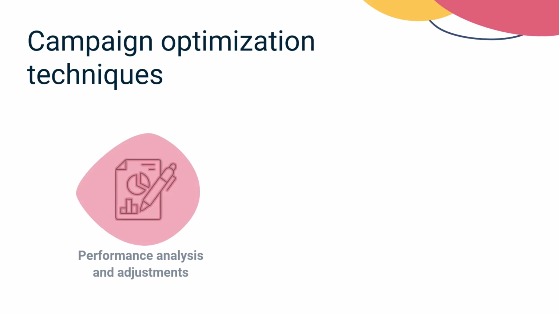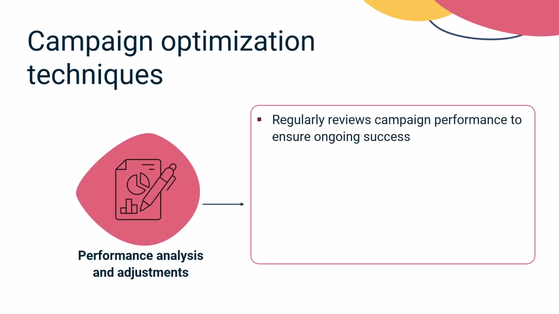Performance analysis and adjustments involve regularly reviewing campaign performance to ensure ongoing success. Key performance indicators, or KPIs, are used to track CTR, or click-through rate, conversion rate, cost per acquisition, or CPA, and return on ad spend, or ROAS.